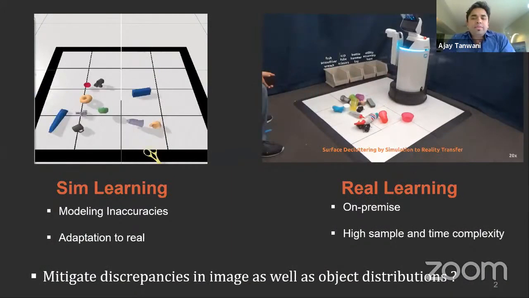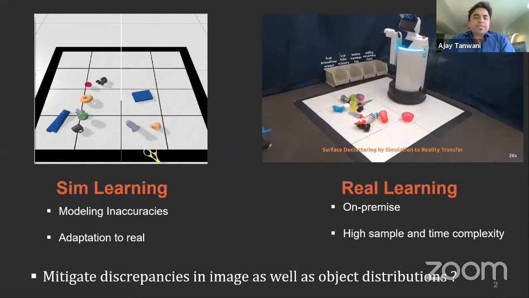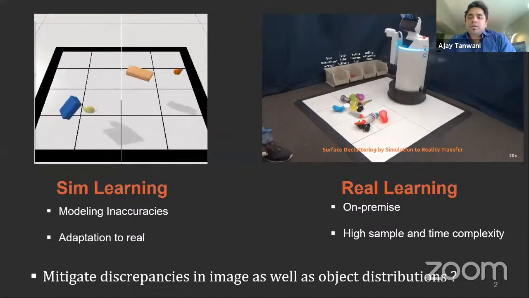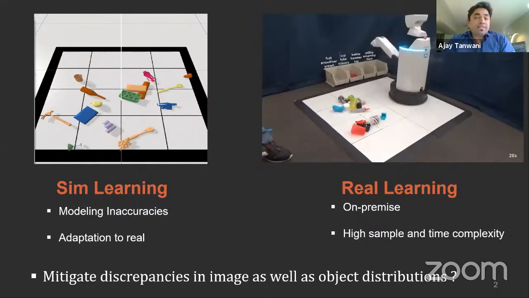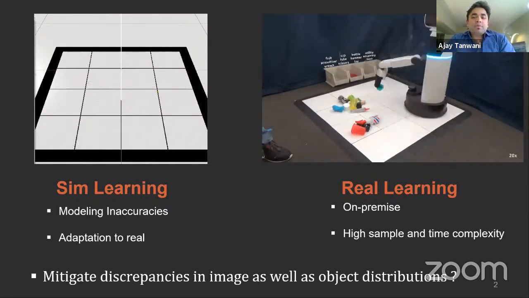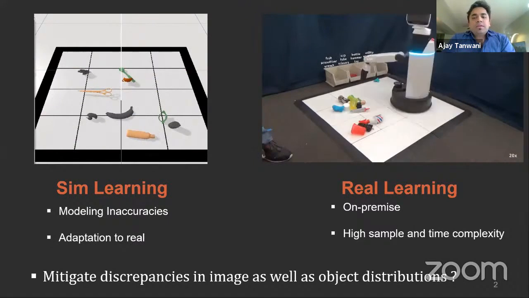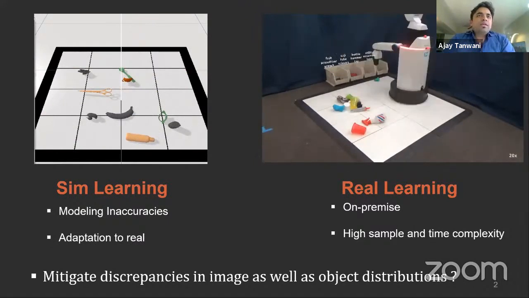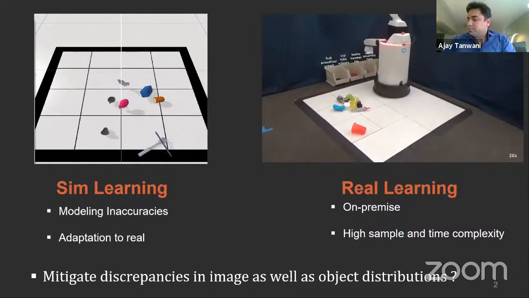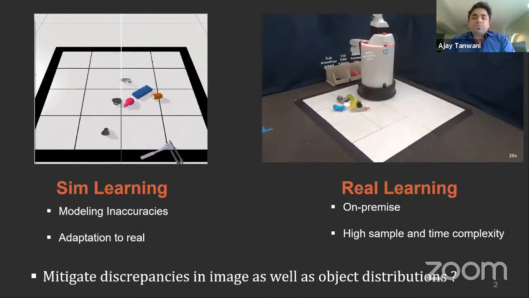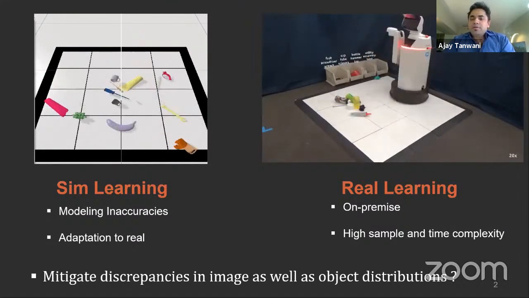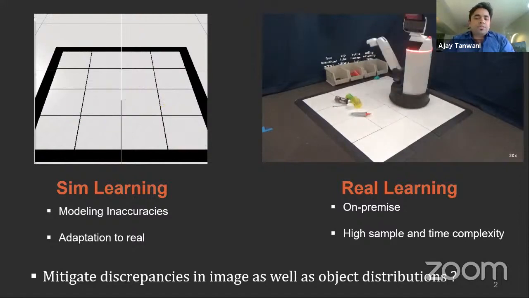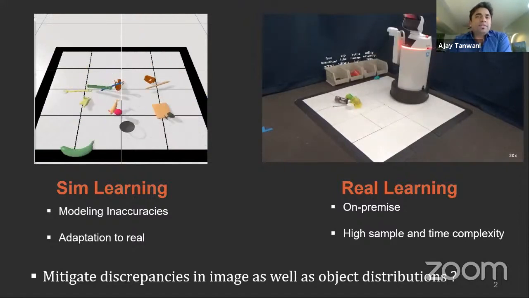Collecting and labeling large-scale training data in physical environments is time-consuming and cumbersome. Generating this data in simulation provides a feasible alternative, as is also evident from a number of papers that were presented at CoRL this year. But the caveat remains that the modeling inaccuracies do not generalize to the physical world. In this work, we investigate how we can mitigate these discrepancies across domains, in particular across image and object distributions for downstream tasks such as vision-based decluttering.